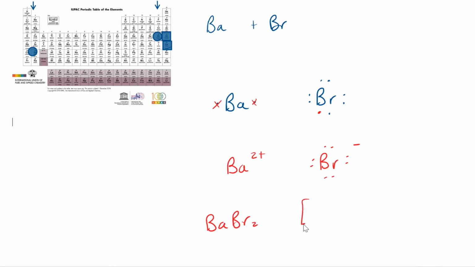And we can draw that out as barium 2+ and 2 bromine with our dots, each with a negative charge.